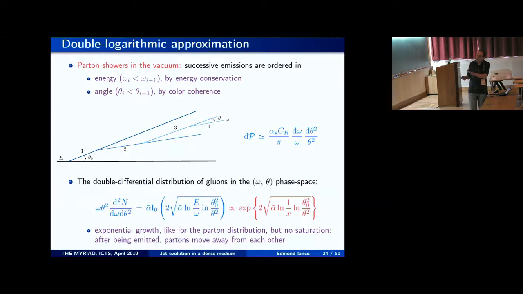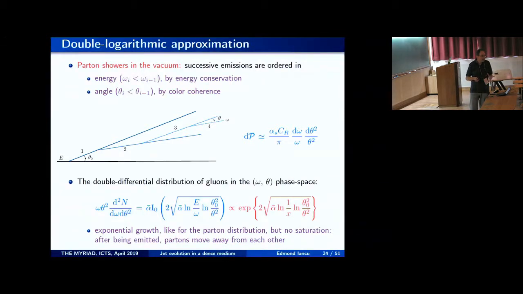When I was speaking about the space-like evolution of the parton distribution, I was arguing that this growth cannot go forever because the partons should start overlapping with each other, interacting with each other, leading to saturation. Here I say the opposite. Here, this growth can go forever. There is no saturation because these particles separate from each other by construction. They go at different angles. So there's never such a thing as overlapping.